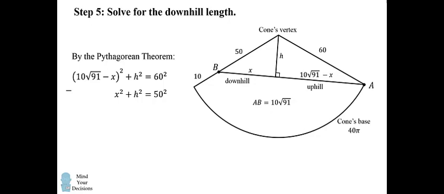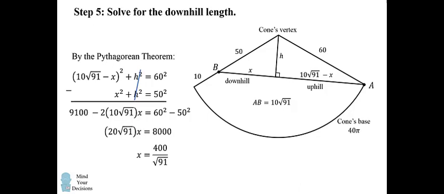Now there's a neat trick. We can subtract the second equation from the first, and we'll cancel out the h squares, and we'll also cancel out the x squares. So this will simplify to be 9100 minus 2 times 10 times the square root of 91 times x is equal to 60 squared minus 50 squared. We can then simplify this equation and then solve to get x is equal to 400 divided by the square root of 91. And that's it. That's our answer. So the correct answer is 400 divided by the square root of 91.